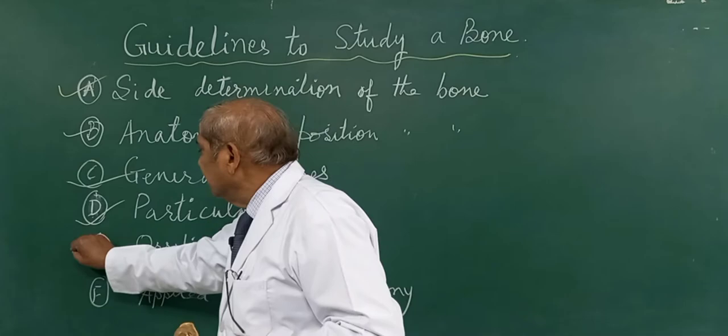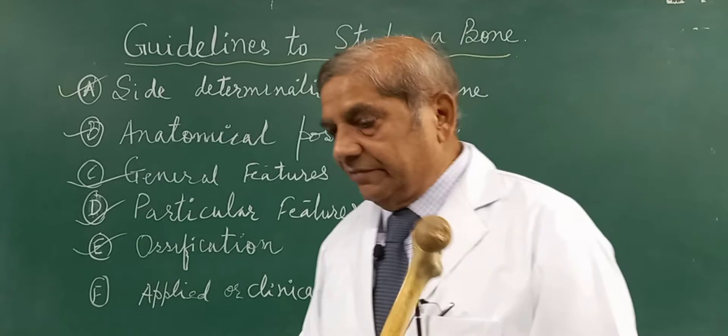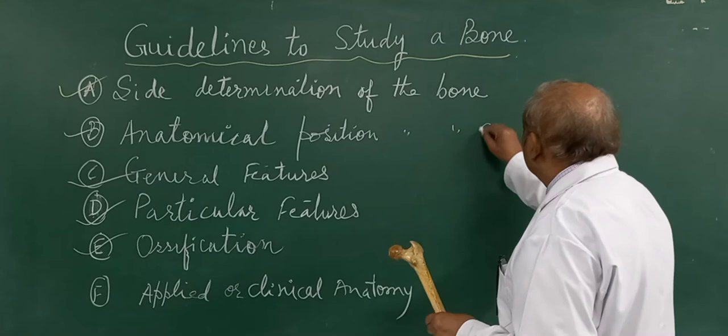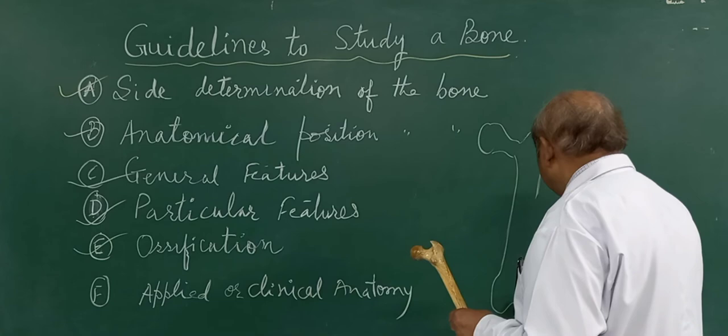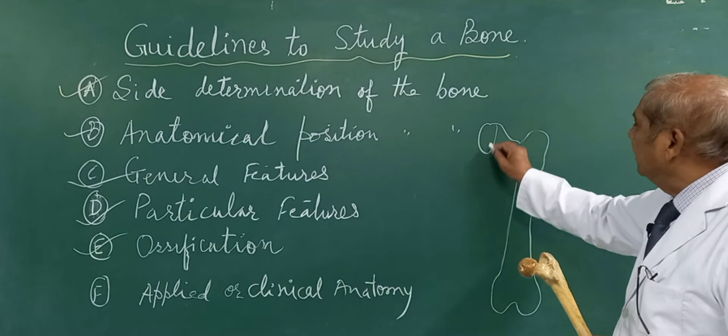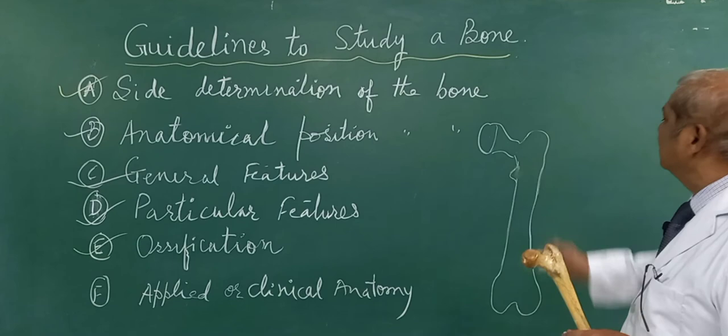Then we come to ossification of the bone. That means how this bone develops. And for the ossification, just draw a very simple diagram. For example, this is the femur. You draw like this, a very rough diagram. Medial and lateral epicondyle is here at the lower end, the head is here, neck is here, greater trochanter, and this is the lesser trochanter.